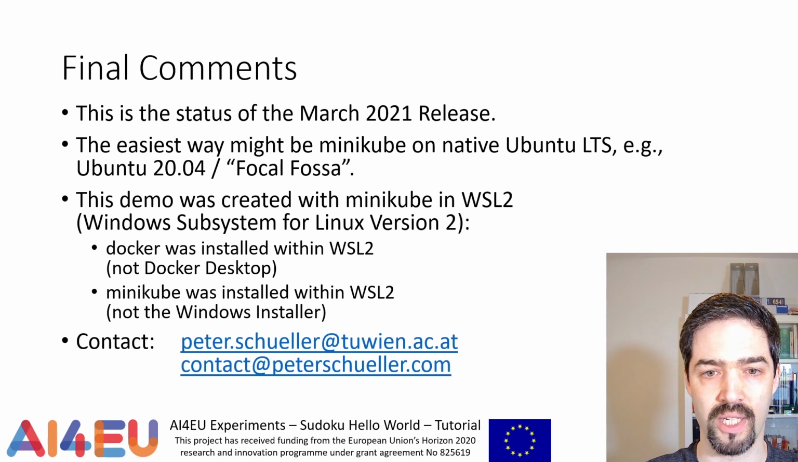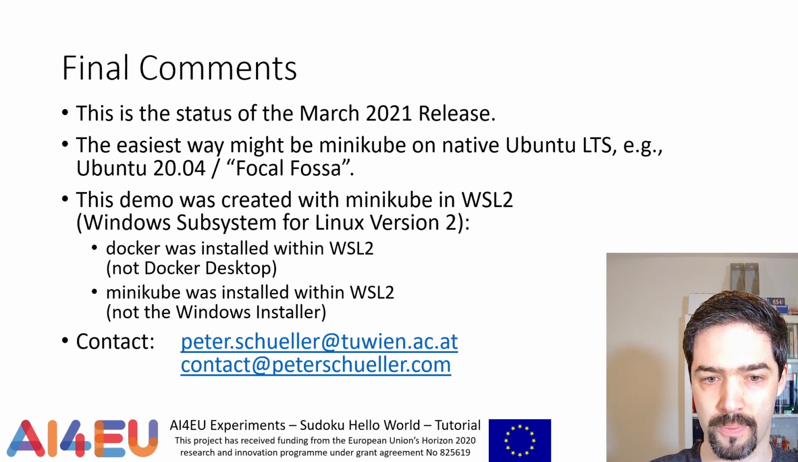And I installed Minikube within the Windows Subsystem for Linux, not the Windows installer. This seems to be important. I could not get it to run in another way. But I will be glad if one of you tells me how to do it with Docker Desktop and Minikube on Windows. I'm sure it should be possible.